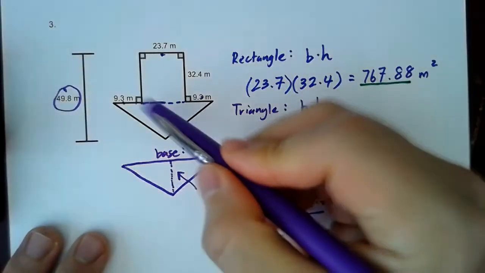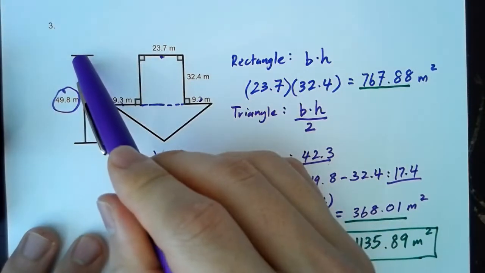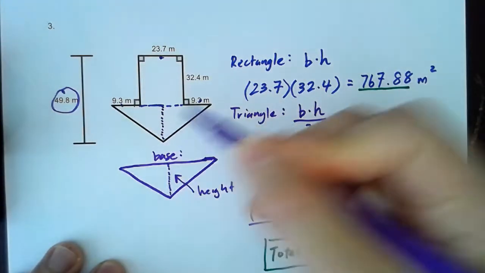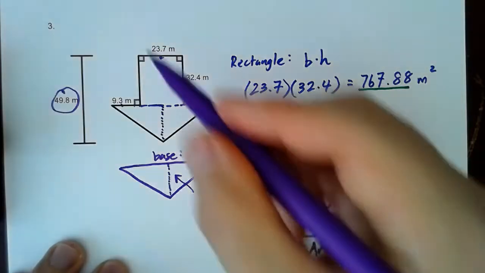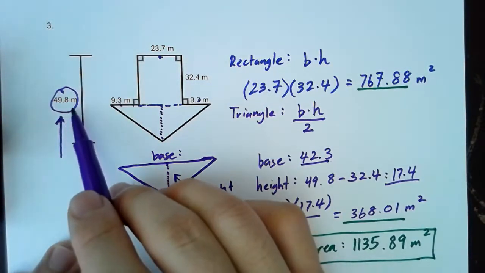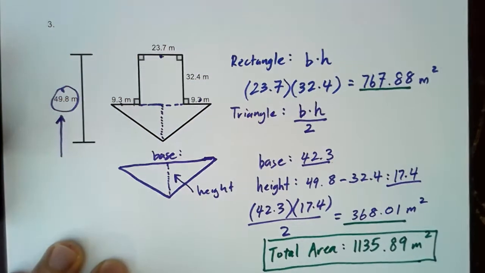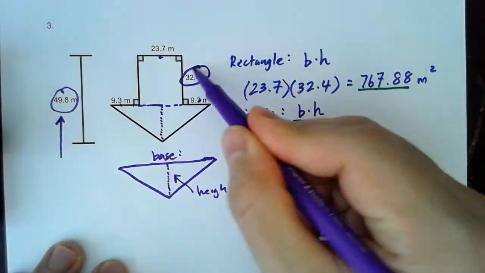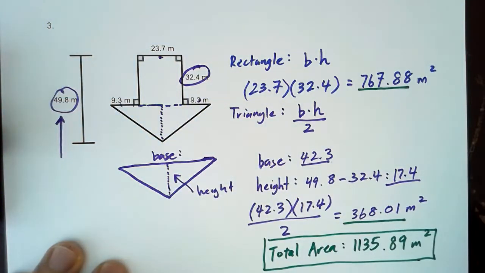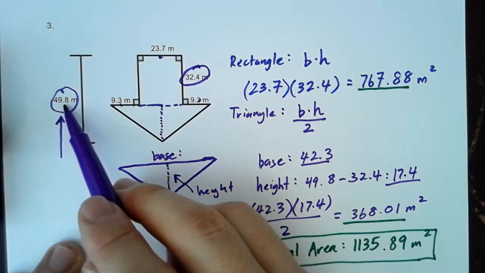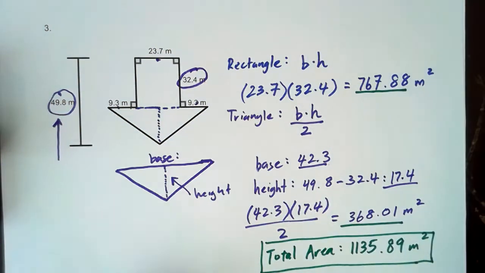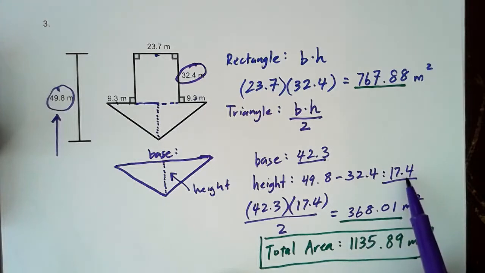Now, to calculate the height of the triangle, it's not given, right? We don't know what this is. But the one clue that we have is the fact that the entire height of the object is 49.8. And we know that this height right here of the rectangle was 32.4. So all I really have to do now is just take 49.8 and subtract 32.4. And that gives me a height of 17.4.